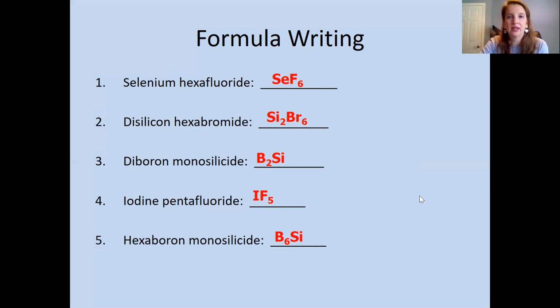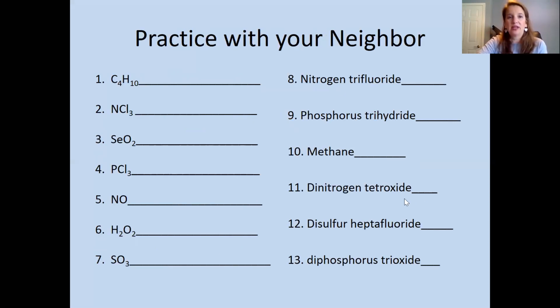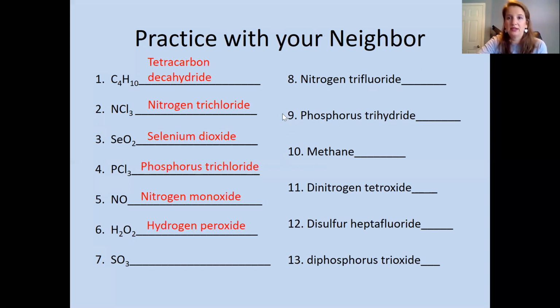Okay. So on this one, I want you to try these out on your own first. So pause the video. Write the names for 1 through 7, write the formulas for 8 through 13. Pause the video, do this yourself, and then start the video back up so you can check your answers, okay?